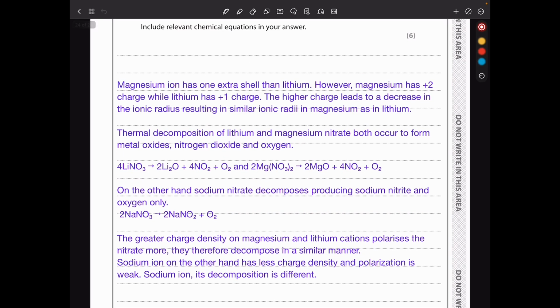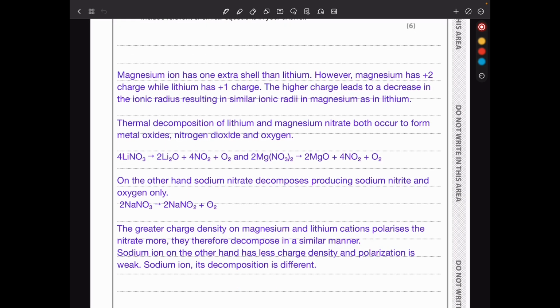resulting in similar ionic radii in magnesium as in lithium. Then the thermal decomposition of lithium nitrate and magnesium nitrate both occur to form metal oxide, nitrogen dioxide, and oxygen. The equation for the decomposition of lithium nitrate is that, and for magnesium nitrate is that. On the other hand, sodium nitrate decomposes producing sodium nitrite and oxygen only, meaning it does not produce nitrogen dioxide, nor does it produce metal oxides. It produces a metal nitrite. So sodium nitrite, whose equation is here. The greater charge density on magnesium and lithium cations polarizes the nitrate more.